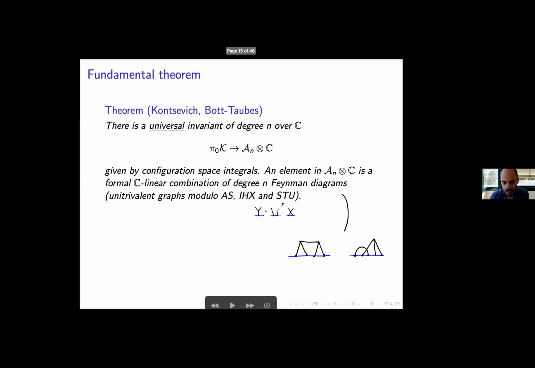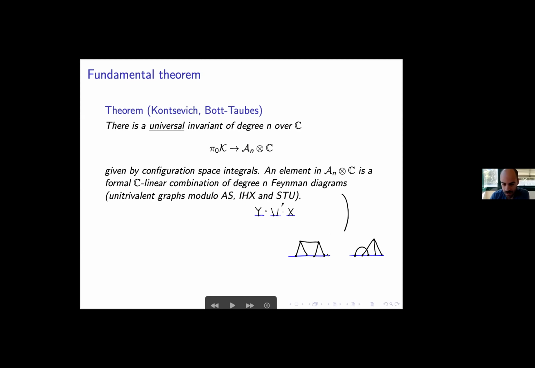Okay, so this complex vector space here is essentially the vector space generated by certain diagrams called Feynman diagrams of a certain degree. So here there are some examples of such. You have this blue line which corresponds to the knot, and you have some univalent vertices which are on the blue line, and then you have some trivalent vertices which are sort of outside of the blue line.